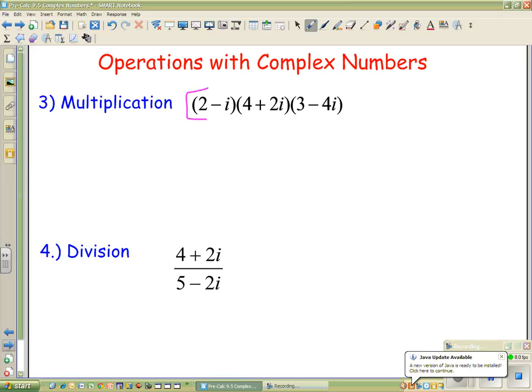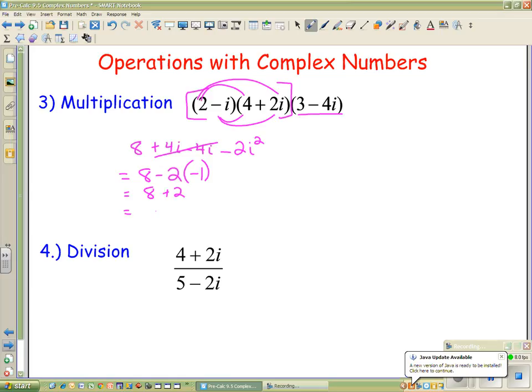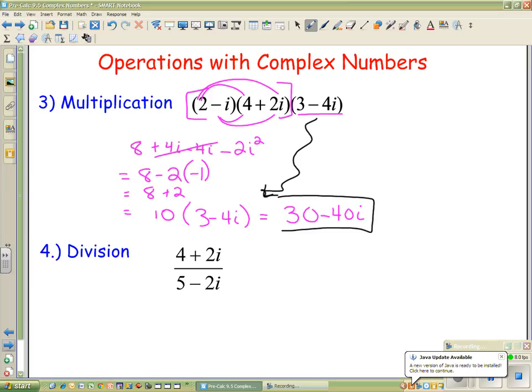So I am going to multiply these two first, and then I'll come back and multiply by that factor at the end. So first, 8, outers plus 4i, inners negative 4i, last times last minus 2i squared. Positive 4i, negative 4i, they disappear. I get 8 minus 2, negative 1 replaces that i squared because that's what it's equal to. That means I have 8 plus 2, making this 10. Don't forget, though, that I still have to multiply by 3 minus 4i. Distribute the 10 through, and I'm going to have 30 minus 40i as my final answer.